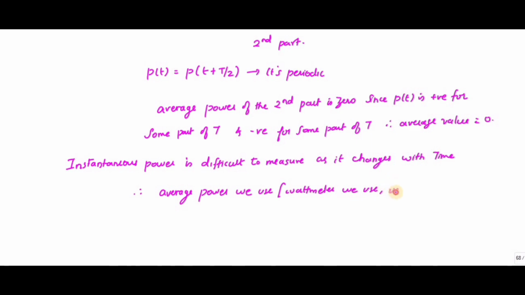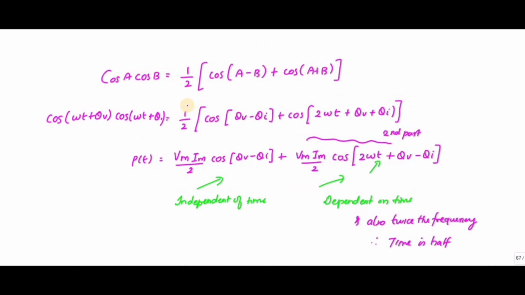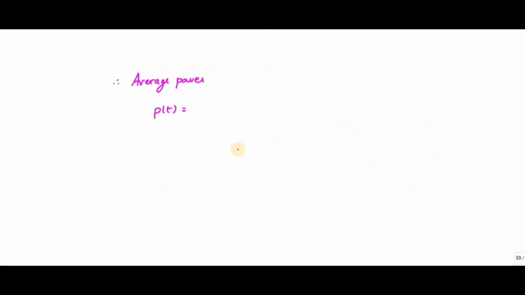For average power, we need to calculate for the reactive power and also for the purely resistive circuit. Okay, so first let us make the second term zero. So the average power becomes P of t is equal to 1 divided by 2 Vm Im cos(theta v minus theta I). Okay.